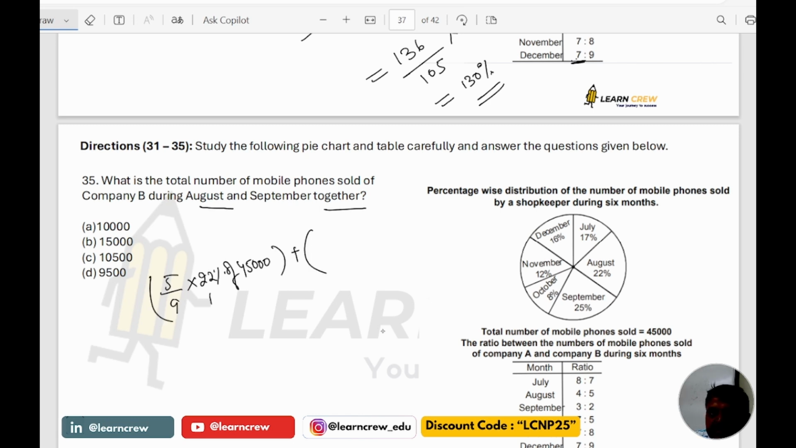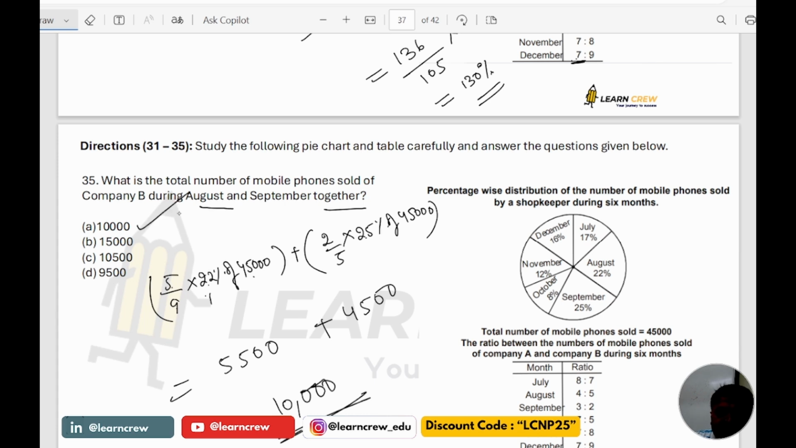In September, it is 2 by 5 of 25% of 45,000. If you simplify these two, 22% of 45,000 is 9,900. So 5 into 1100, you will get 5,500 here. And here, 5 5s are 25. 5% of 45,000 is 2250. 2 into 2250 is 4,500. So summation of these two would be 10,000. So answer is 10,000 here.